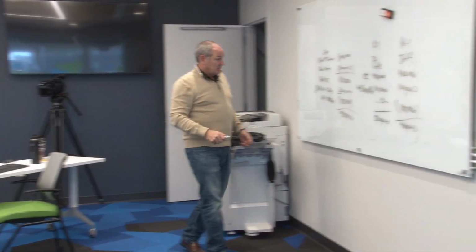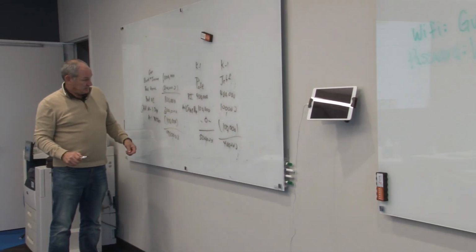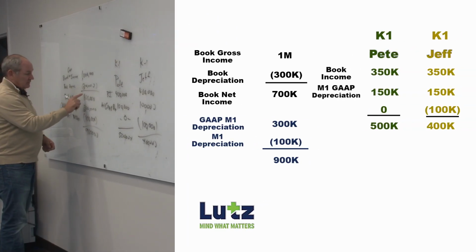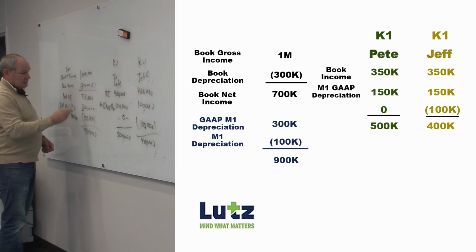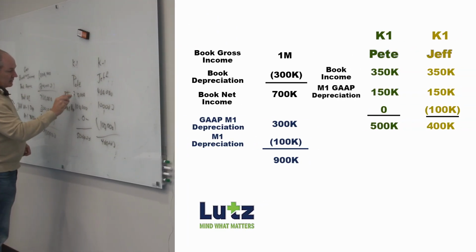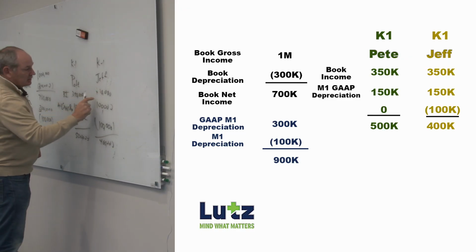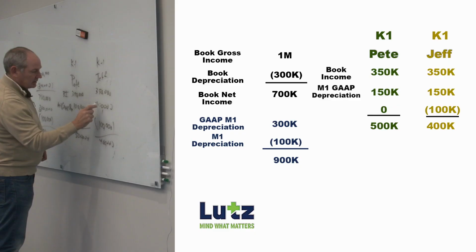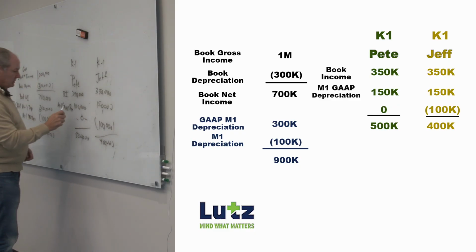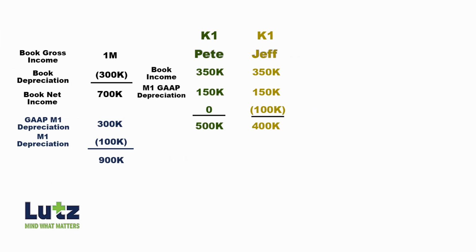So now my 700, right? 350. 350. Now I got 150. 150. And we have the same result. So the GAAP is going to be allocated or backed out in proportion to everybody's ownership.